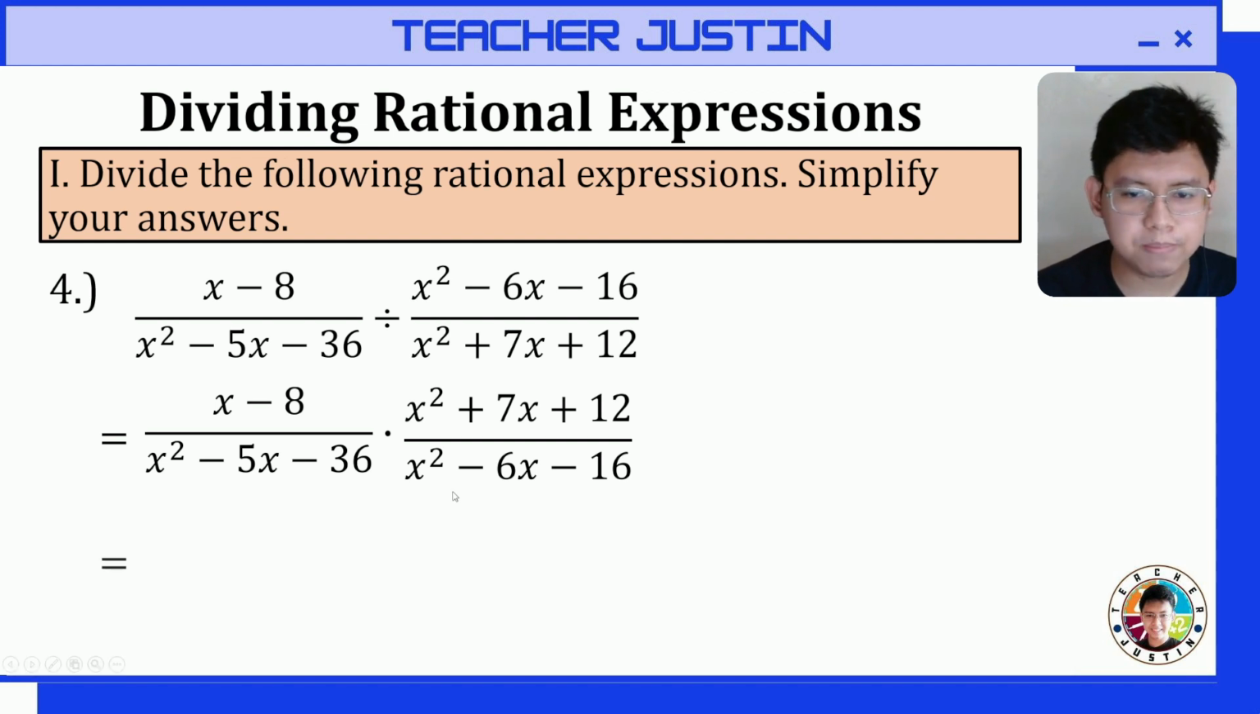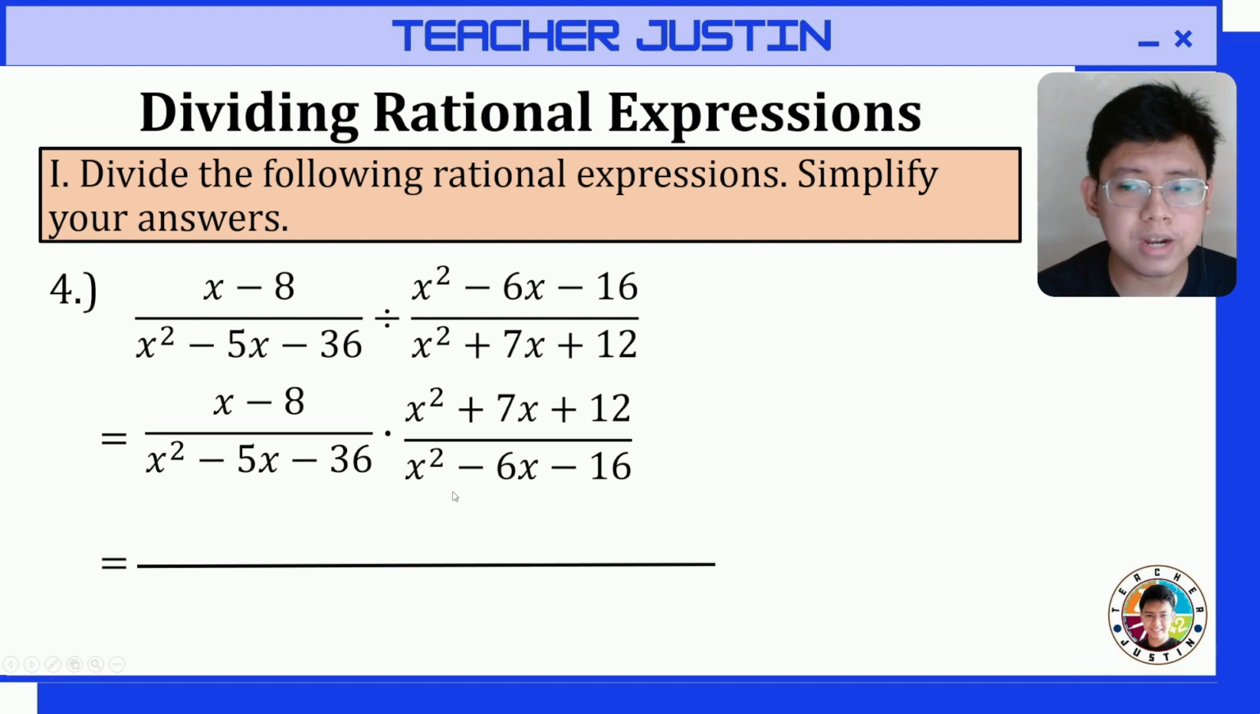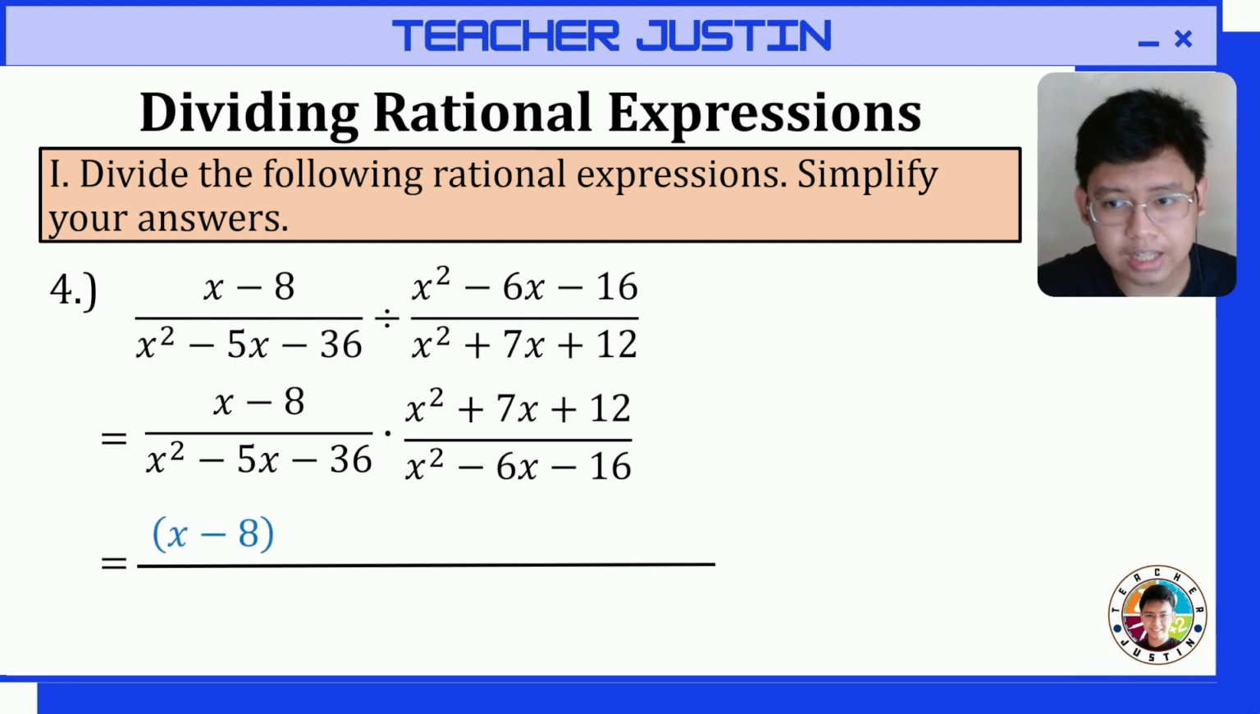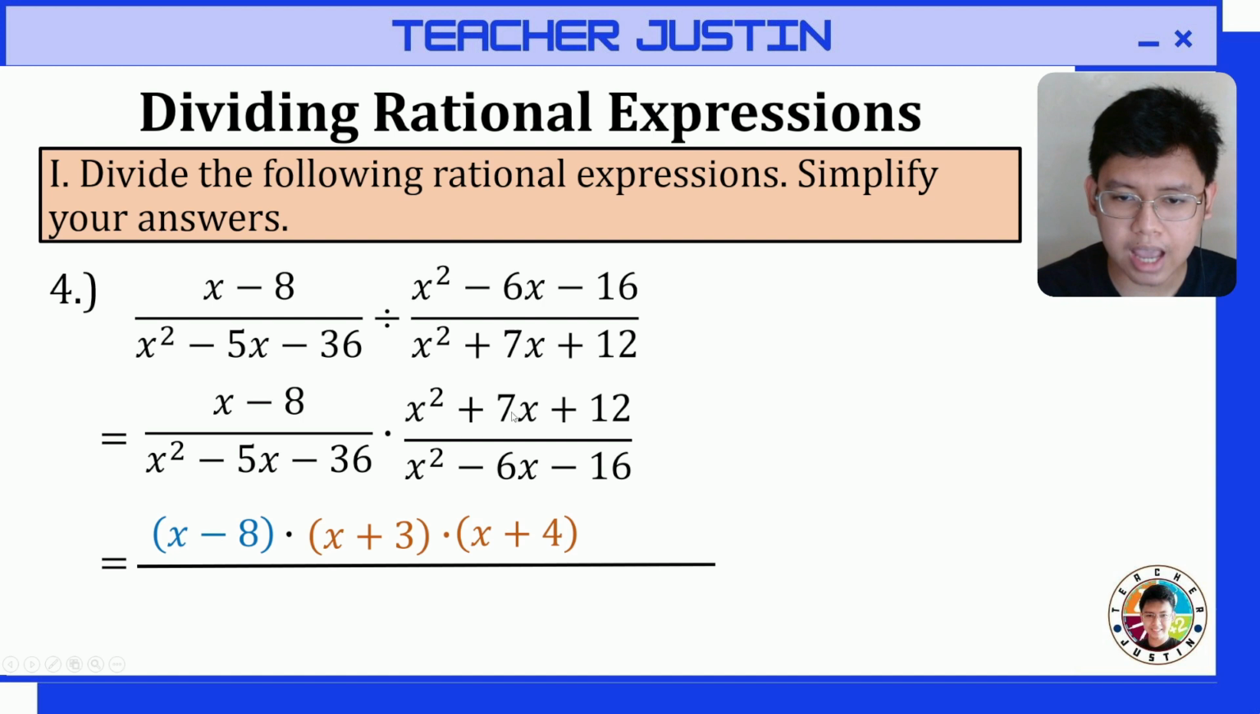First step is to factor our numerators and denominators. The numerator x minus 8 is prime, so it will just be x minus 8. Place it inside parentheses. And then, let's factor x squared plus 7x plus 12. We can factor this using factoring quadratic trinomial case number 1. The factors will be x plus 3 times x plus 4.